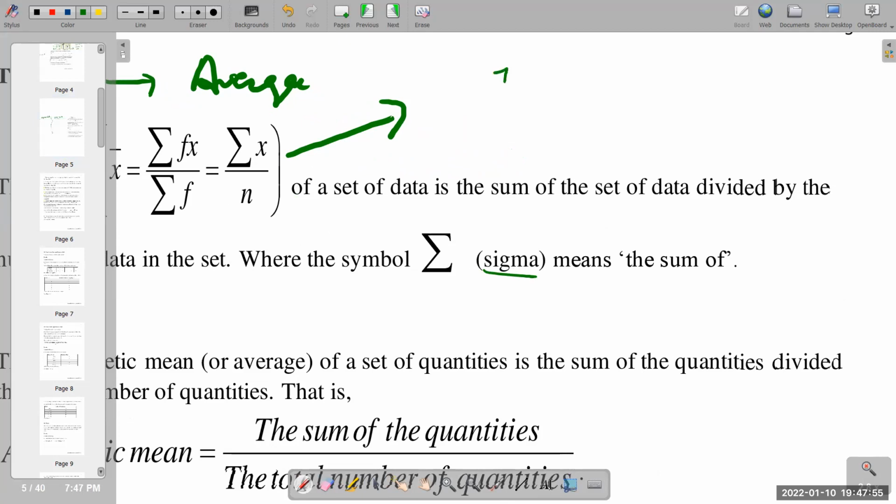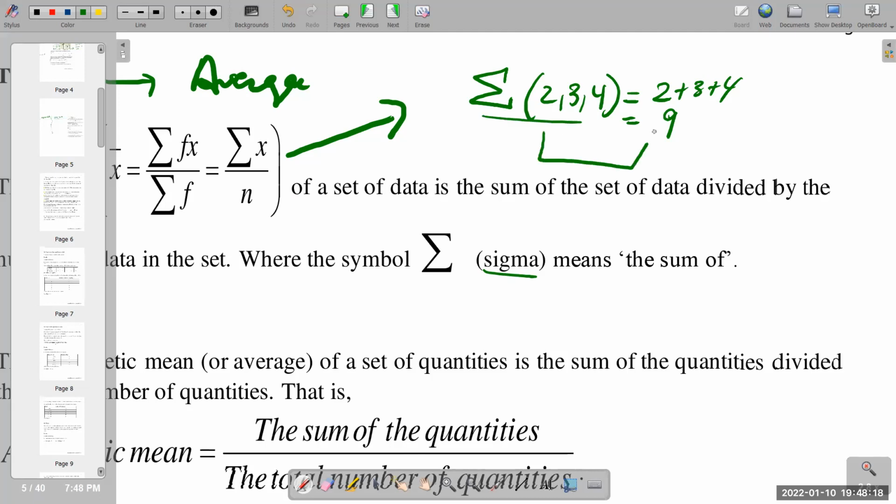So for example, if I was to give you this, what do you think this means? This means to add 2, 3, and 4. Everybody with me? So you would put 2 plus 3 plus 4. Don't let these type of things intimidate you. So your answer is 9. So this just means 9. Everybody with me? So let's break down the next part.